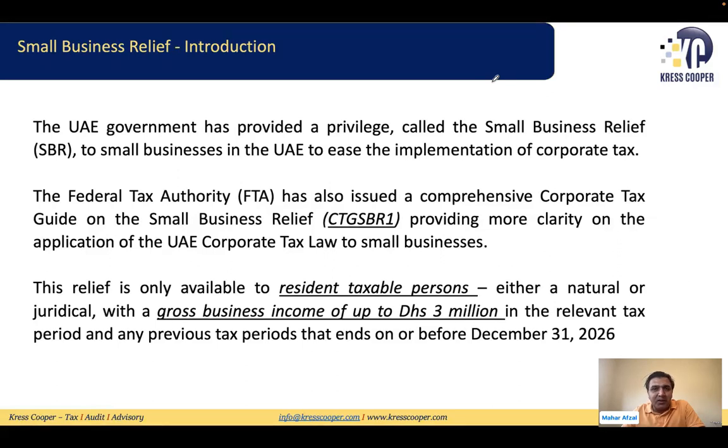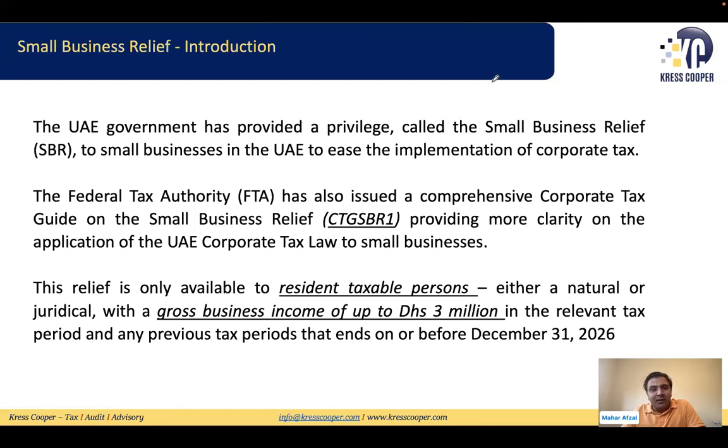Here in the UAE law as well, the government has given relief to small businesses up to 31st December 2026. Maybe they will continue with the same provisions, or there may be some changes in the future. But initially, this privilege is available to small businesses up to 31st December 2026. As I mentioned, the government has already introduced a guide with the name CTG, Corporate Tax Guide, SBR standing for Small Business Relief.